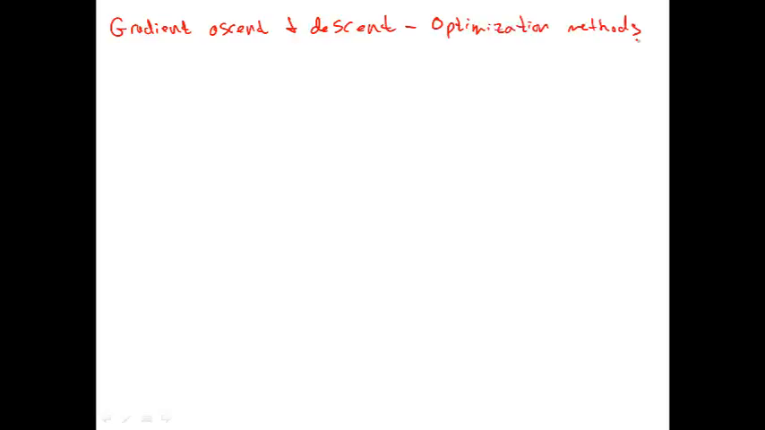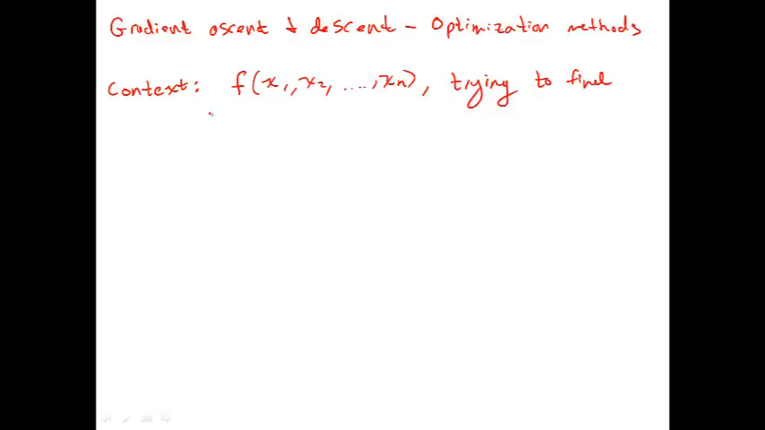So, what is the context in which you might use gradient descent or gradient ascent? And the context is when you have some function f of x1, x2, all the way up to xn. So some function of a number of arguments or variables. And you are trying to find the maximum or the minimum of the function.